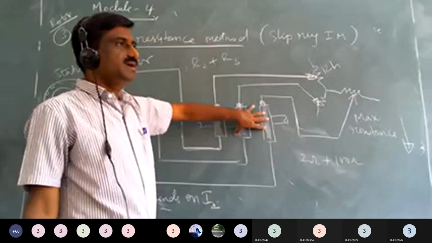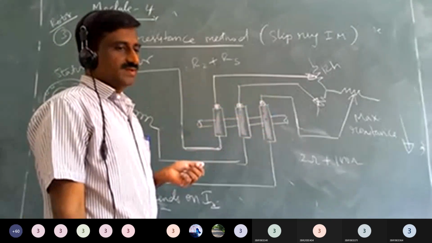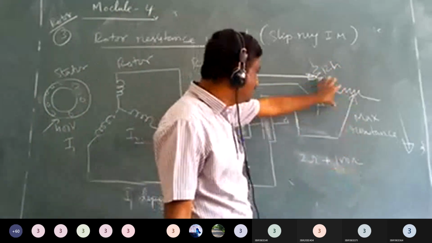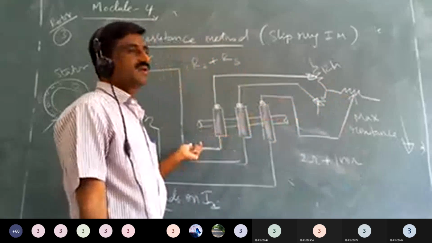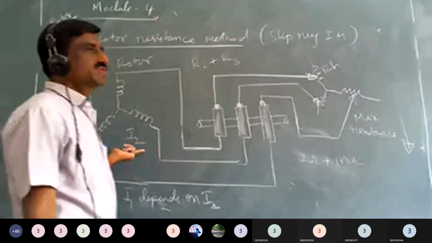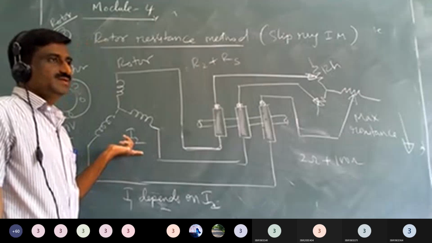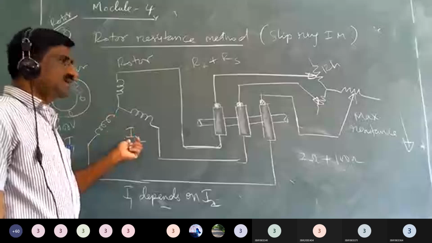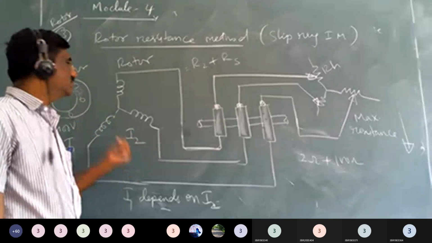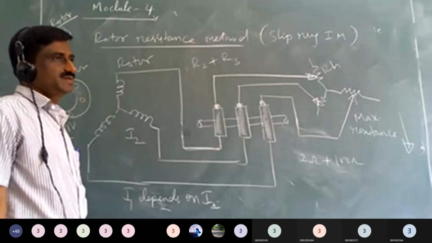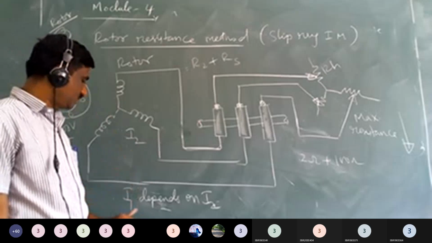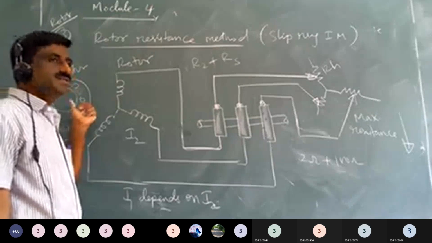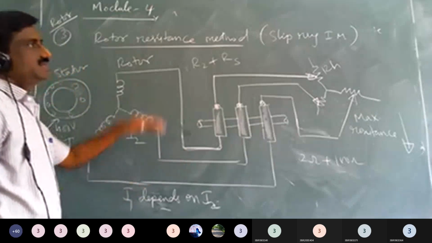It is used as a starter as well as speed control. When you put this at maximum resistance, speed is less. As you decrease this resistance, rotor current increases. When the rotor current increases, speed also increases. Depending upon the rotor, the stator will act. If the current increases, it supplies more current. If the current is less, current supplied by the stator is also less. I1 depends on I2. Depending upon the rotor current, the current in the stator changes. So this is one method available.